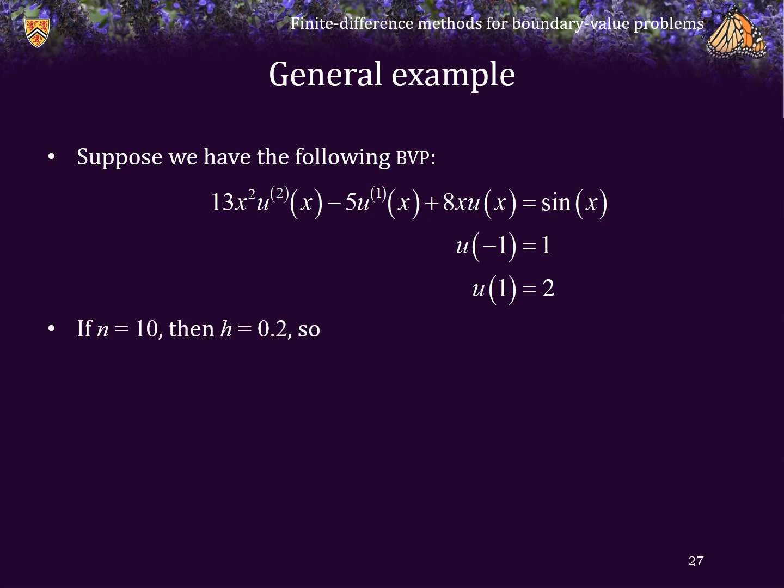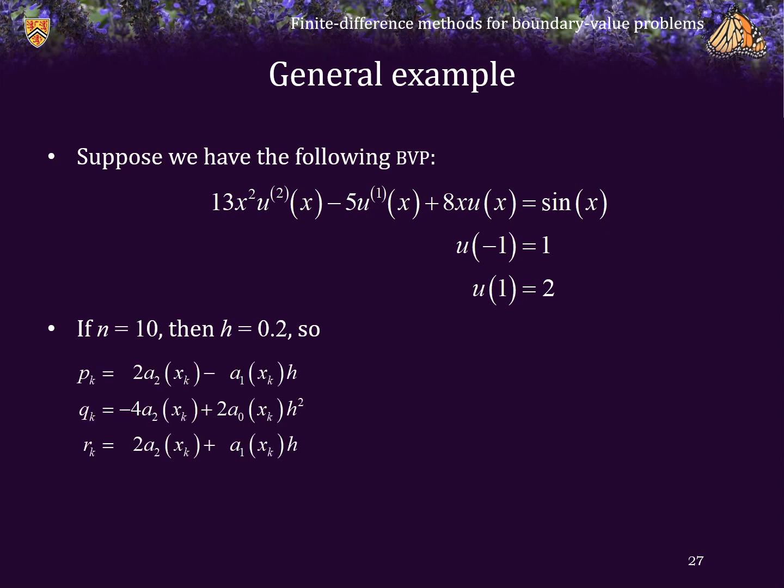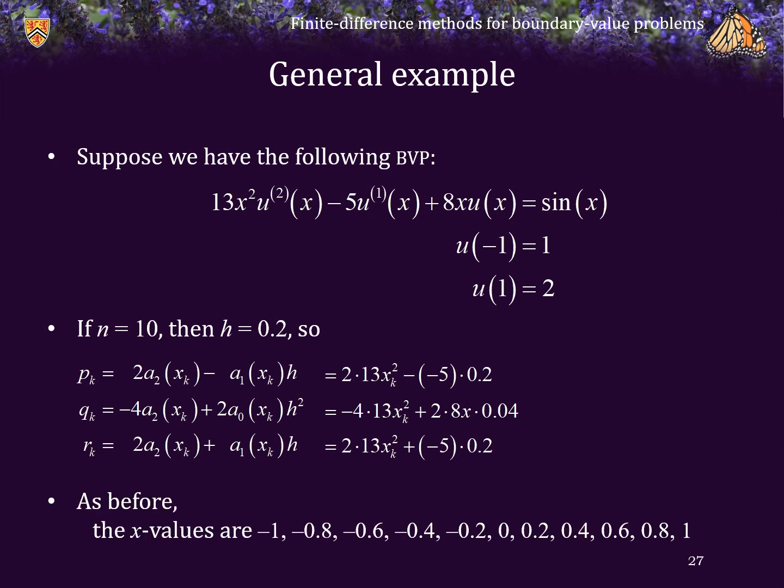Once again, if n is equal to 10, then h is equal to 0.2. So now p sub k is the entry twice the first function evaluated at x sub k minus the second function evaluated at x sub k, all times h, and so on and so forth for q and r. And we can now substitute these functions to give these expressions. As before, the x values are -1, -0.8, -0.6, and so on and so forth up until 1.